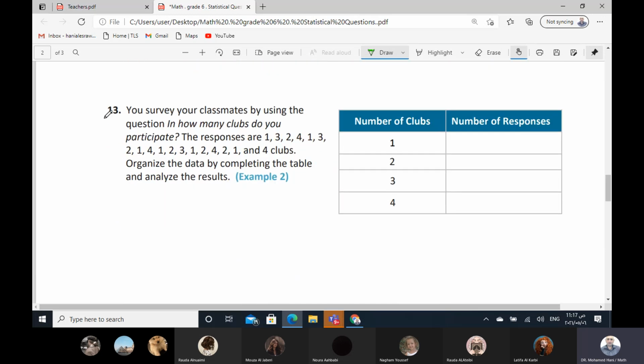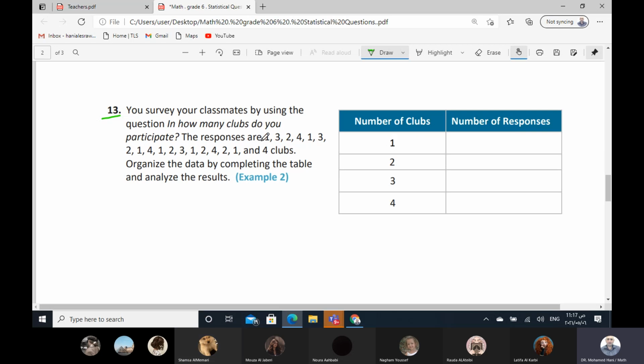Okay, number 13. Who can read number 13? Shamsa, can you read it, please? You survey your classmates by using the question, how many do you participate? The responses are 1, 3, 2, 4, 1, 3, 2, 1, 4, 1, 2, 3, 4, 2, 1, and the organize data by completing analyzing the results. Thank you, Shamsa.